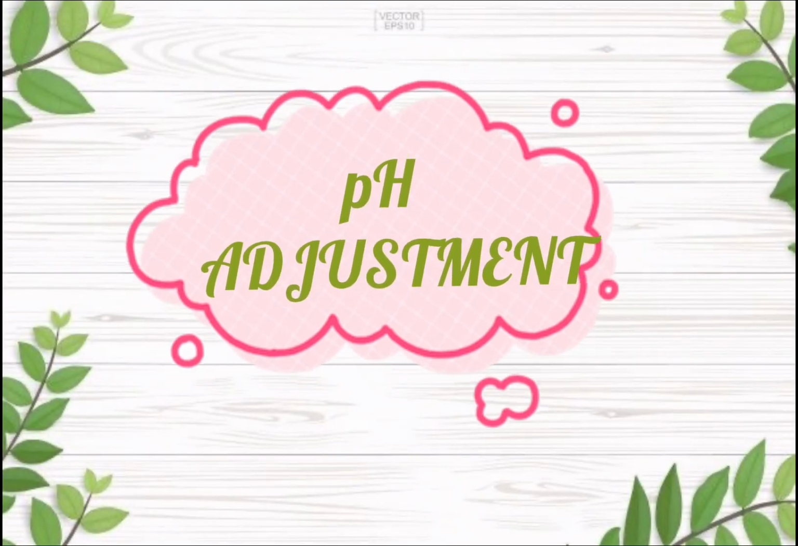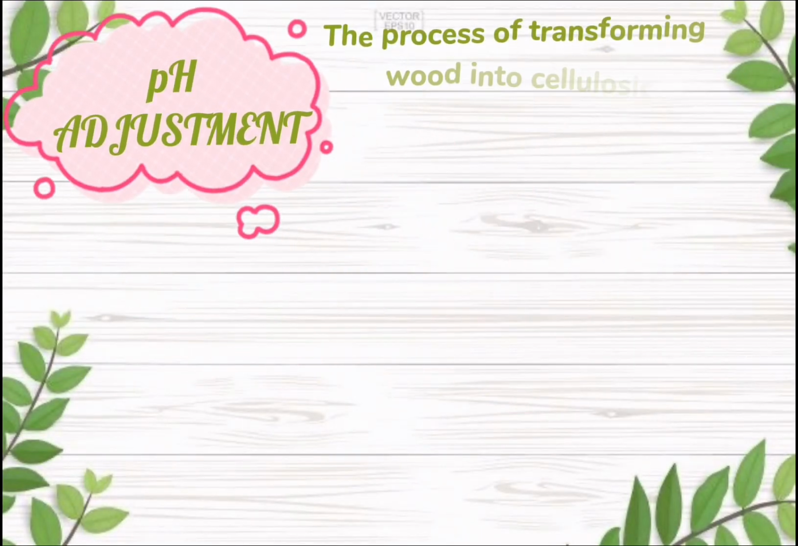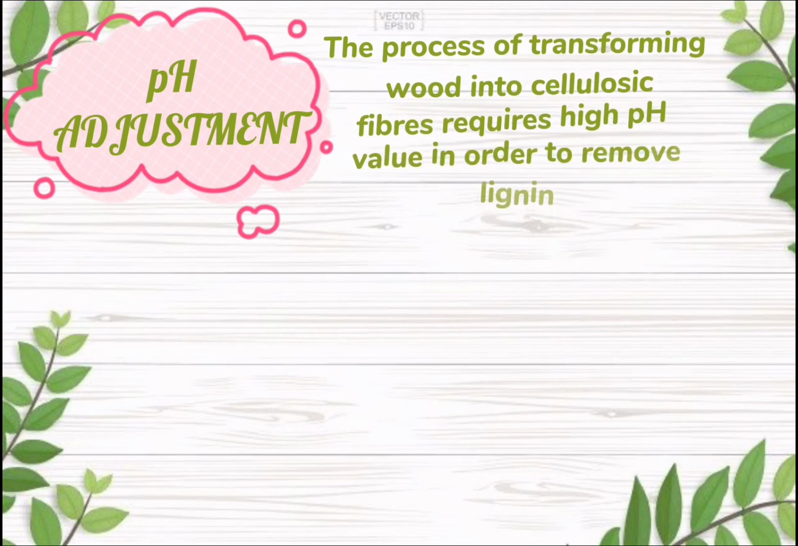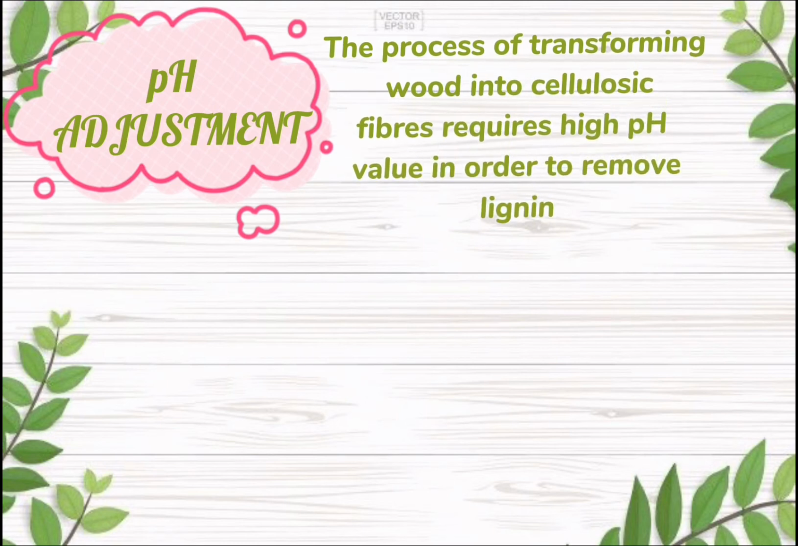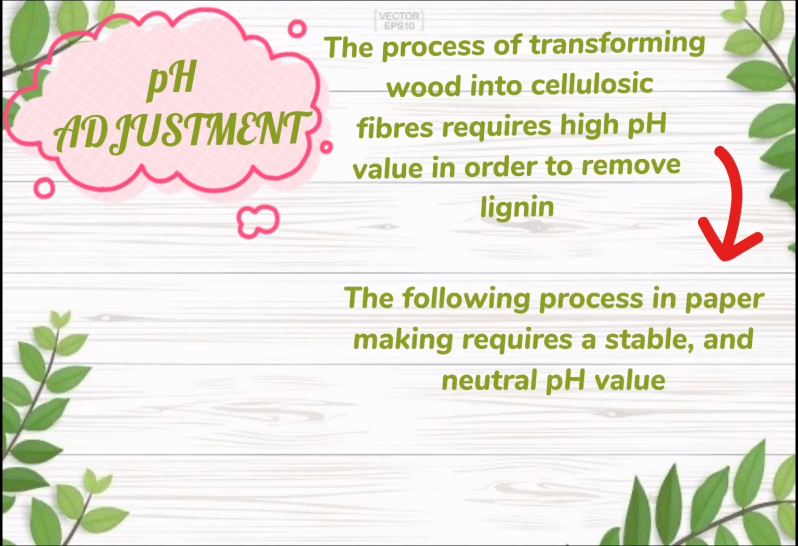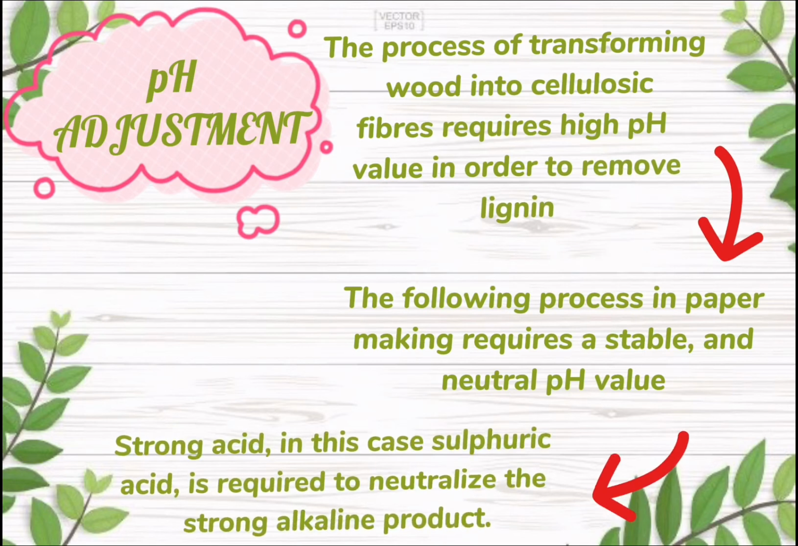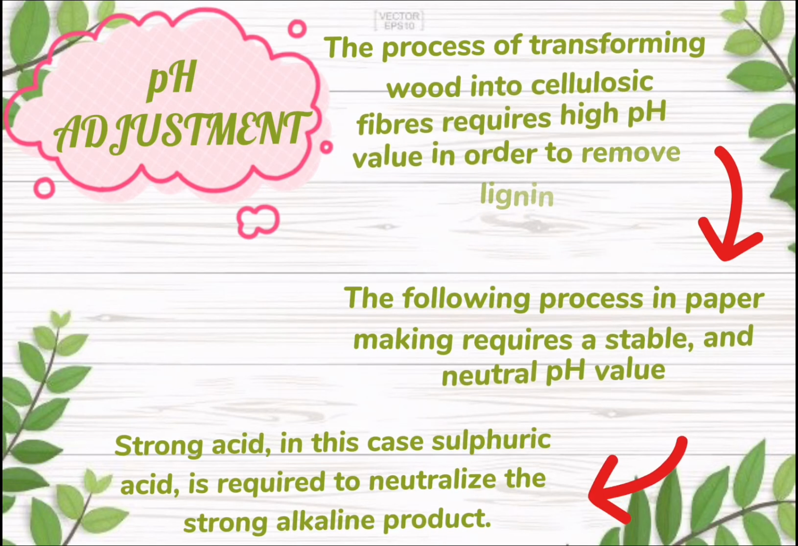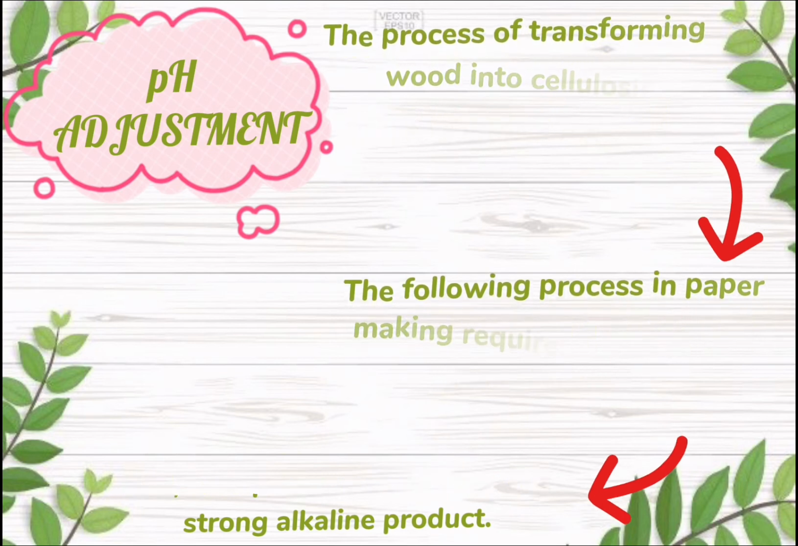The next one is pH adjustment. The process of transforming wood into cellulosic fibers requires a high pH value in order to remove lignin. Besides, the following process in paper making requires a stable and neutral pH value. Thus, a strong acid, in this case sulfuric acid, is required to neutralize the strong alkaline product.